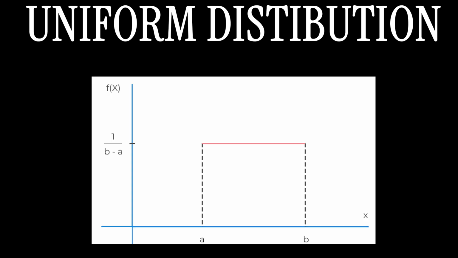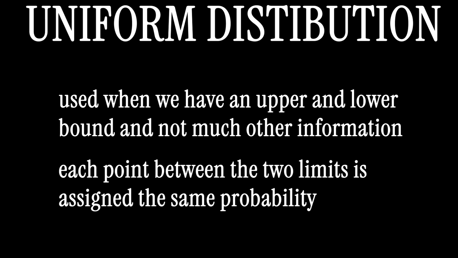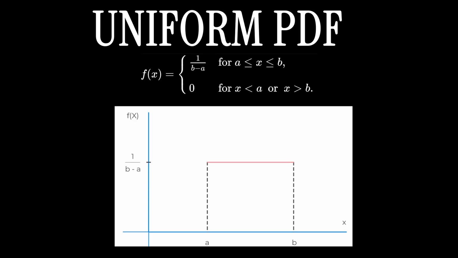We use uniform distributions when the only thing we know about the data are its upper and lower bounds, without any other information. The probability assigned to each point between the two extremes is exactly the same, and we find it through this formula. All of the points outside of the limits are given a probability of 0.